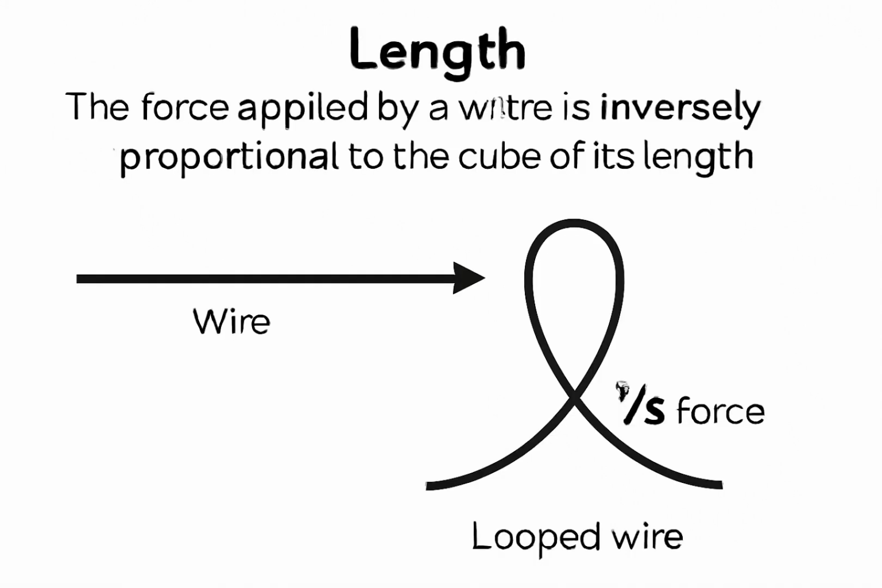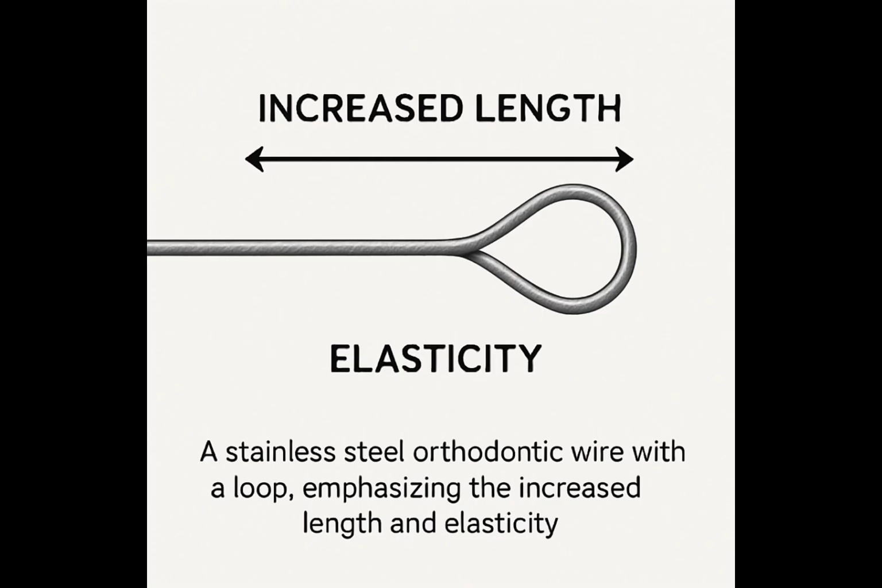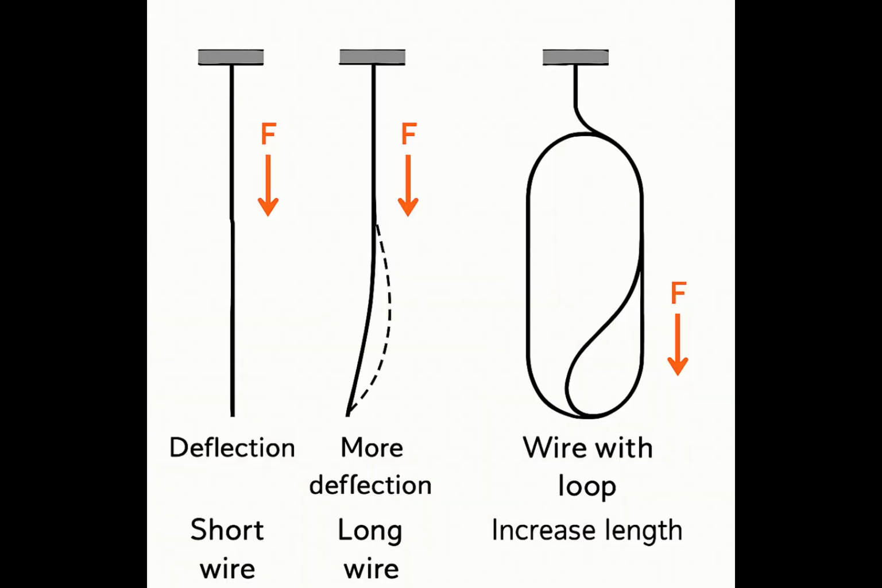Length. The force applied by a wire is inversely proportional to the cube of its length. So, if you double the length of a wire, the force it delivers is reduced by 8 times. This is why loops are often incorporated into wires to effectively increase their length and thus their elasticity, allowing for longer range, physiologic forces.